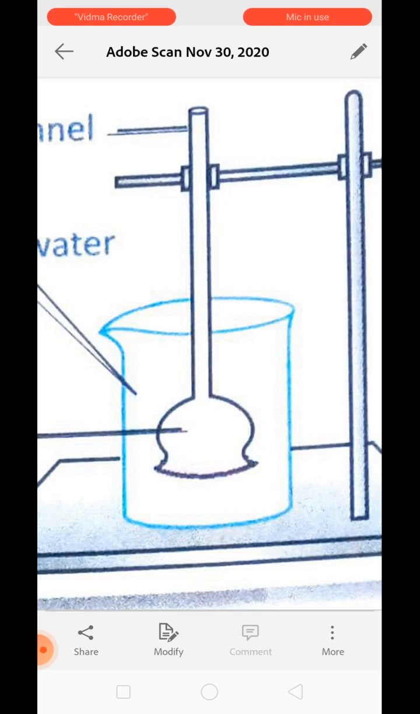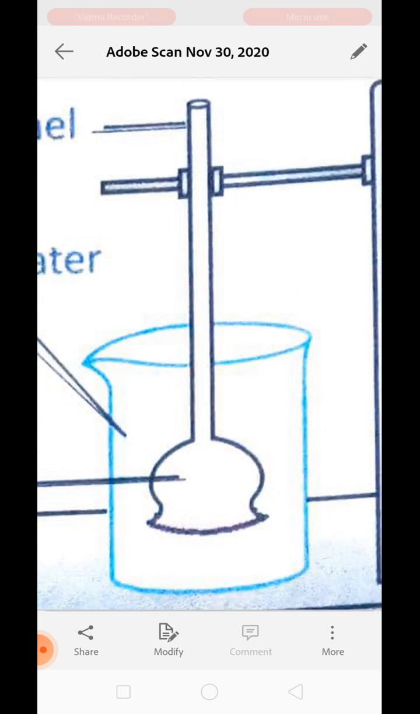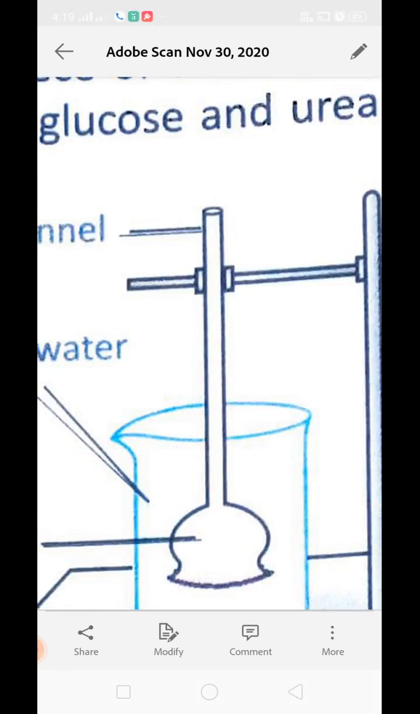Water level in the thistle funnel has increased. Water in the 2 samples gives a positive test for the presence of glucose and urea. Clear? The water level in the thistle funnel has increased. The thistle funnel has absorbed more water due to diffusion. Okay, and the water present in the beaker provides a positive test for glucose and urea. From this activity, we can conclude that glucose and urea have diffused into the water.